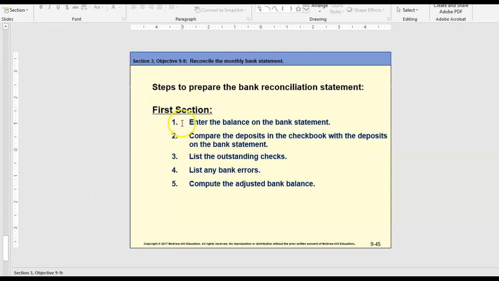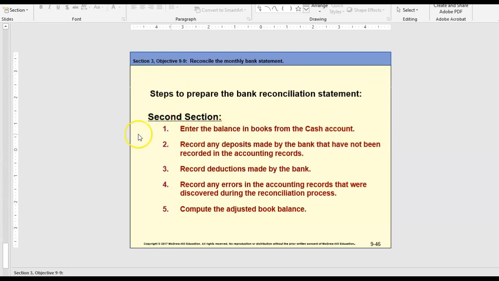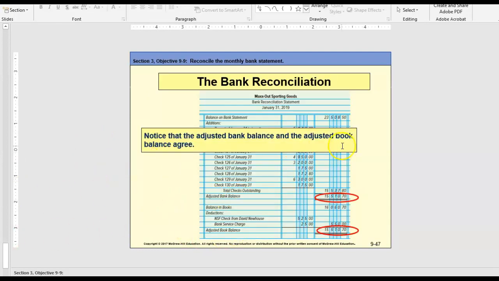But this just breaks it down step by step, remembering to do the bank side first before the book side. They want you to do the bank side first. Then you're going to reconcile the second section, which is going to be the book side. And this is kind of what it looks like when it's done. You'll have the bank balance written down, all the additions, like all the deposits, then all the checks that went out, all the subtractions, and you'll have your adjusted bank balance. Then you'll add in on the bottom the books of the company and their deductions and their outstanding fees and their adjusted book balance. And notice they're the same, so it's all balancing.